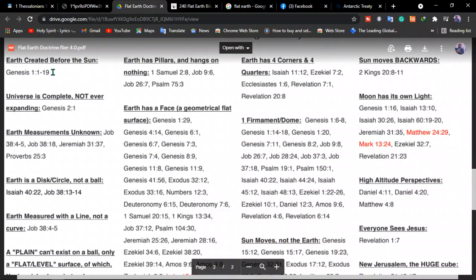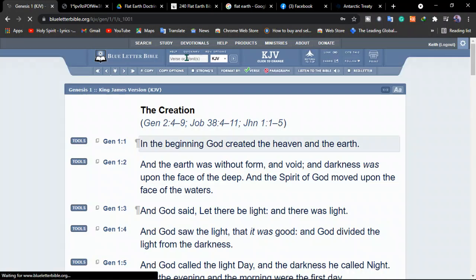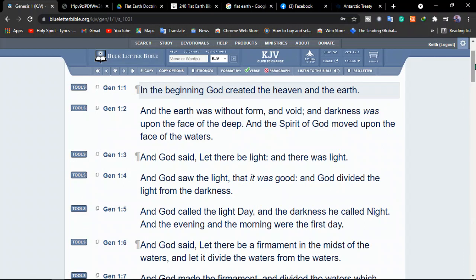Now, let's look at what the Bible says in Genesis 1:1 to 19. The Bible says that the earth was created before the sun. These people try to say that the sun is the center of everything. I want to show you exactly what God did during creation, and you will see it's a very different story from what you learned in school.